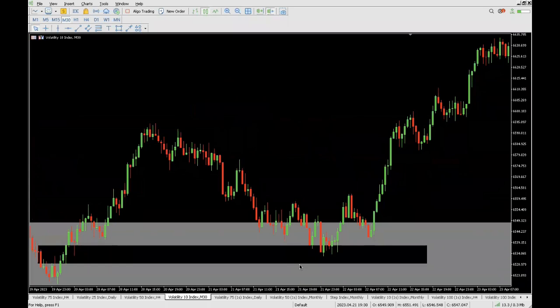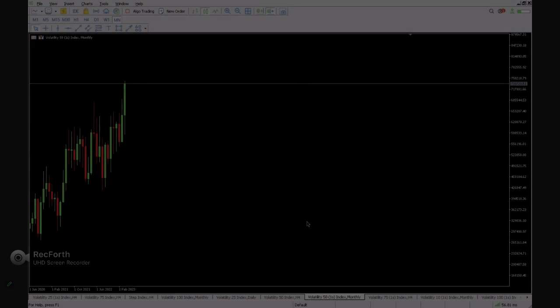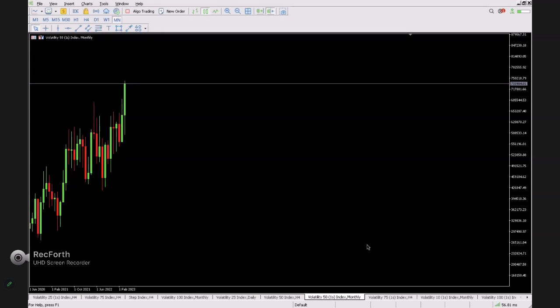Just remember, for this entry style to work, you need to incorporate market structure from the higher time frames, and you find an engulfing candle at a low in an uptrend or at a high in a downtrend. The second entry style that I'll be discussing today is an engulfing candle entry technique.